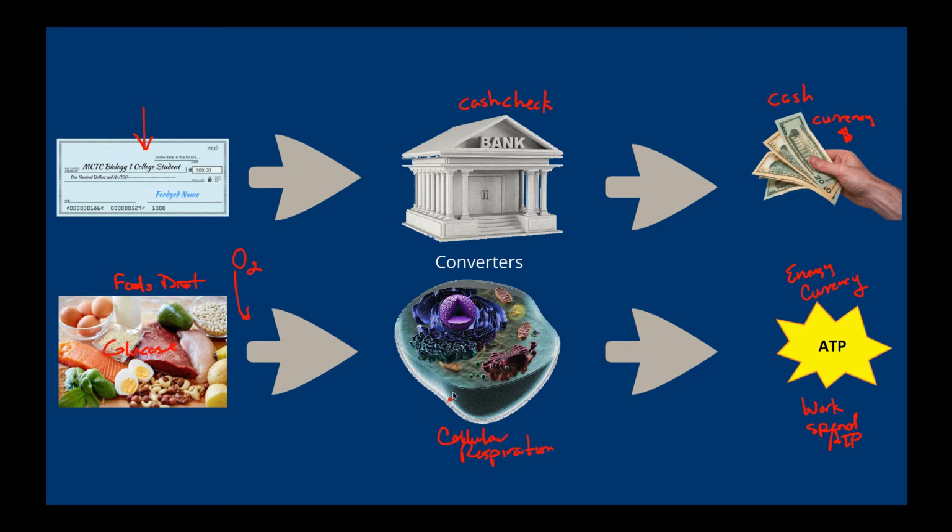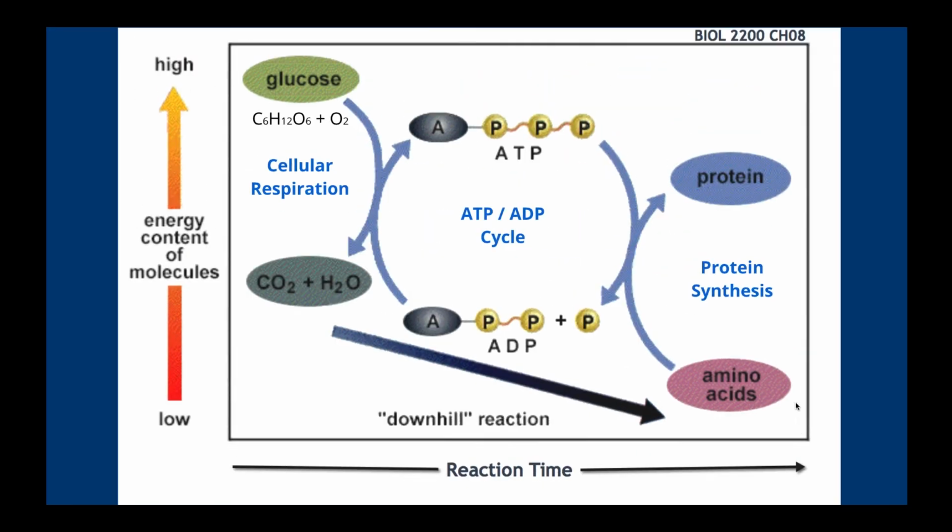Cellular respiration is converting the energy of food into the energy of ATP so that we can do the work that we need to have done. So that's the basic analogy of how the energy conversion works in our cells from glucose to ATP. Again, this involves converting the energy of glucose to the energy of ATP so that we can perform work such as protein synthesis in the cell.